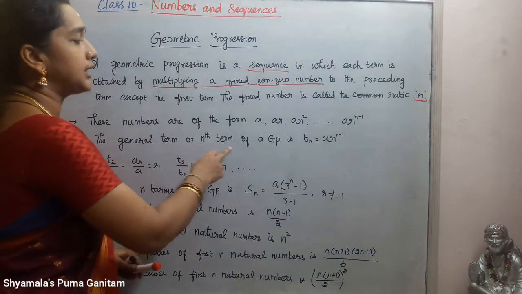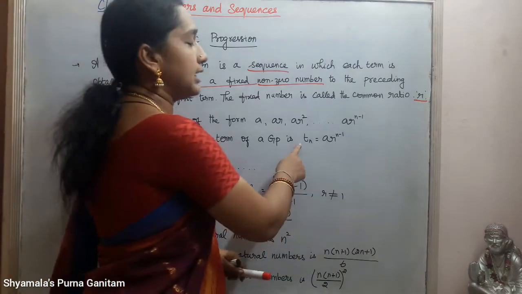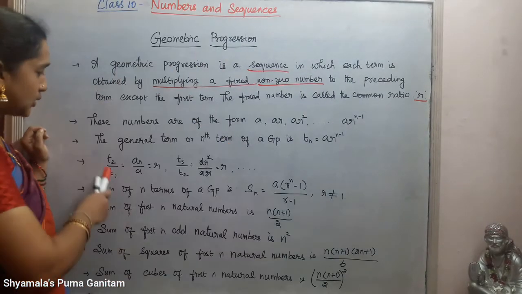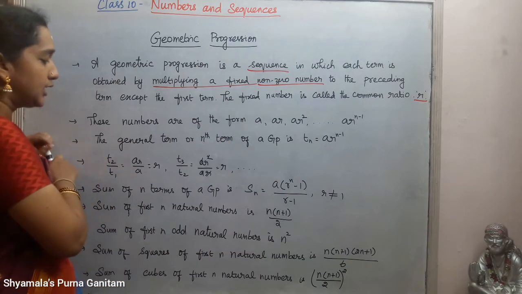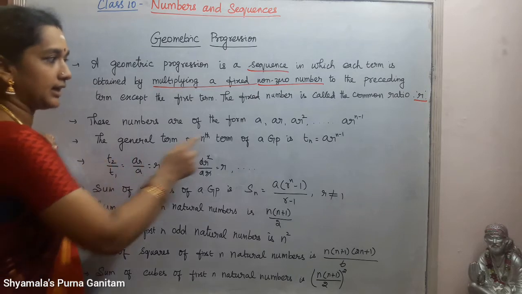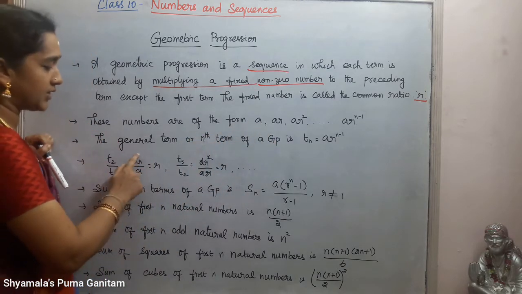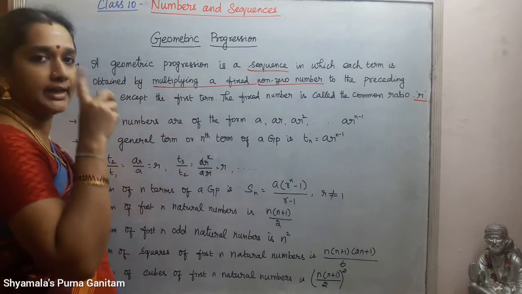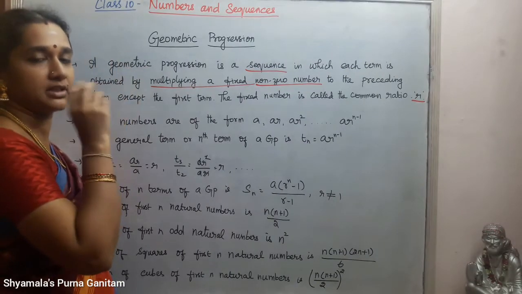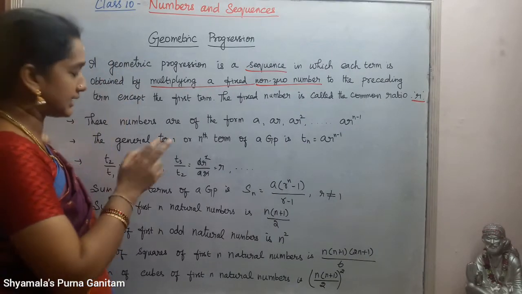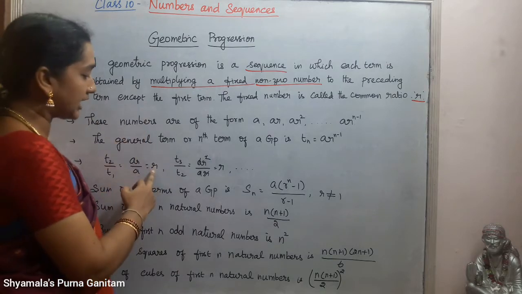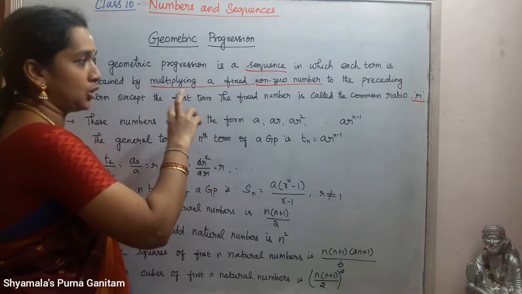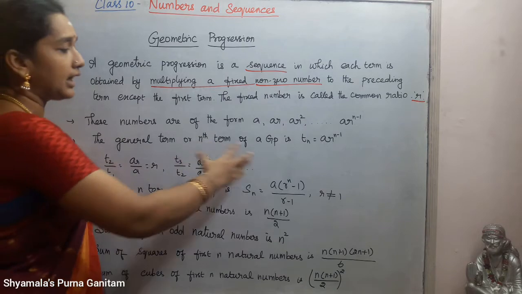The general term or the nth term of the GP is Tn is equal to A into R power n minus 1. So T2 by T1 is equal to AR by A. Second term is AR, first term is A. When we simplify this, we get R. Like in arithmetic progression, we got D when we subtract the second term and the first term. Here we have to divide, so that is the ratio we say. So T3 by T2 is also R.